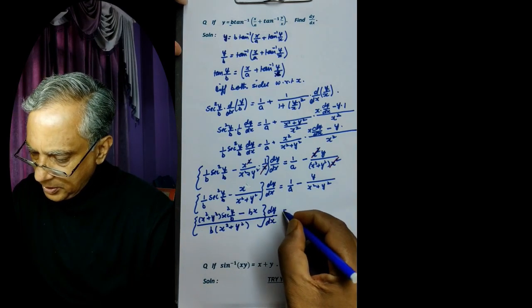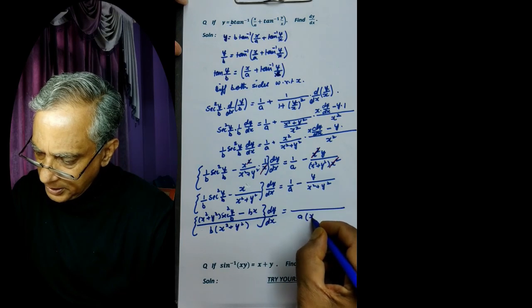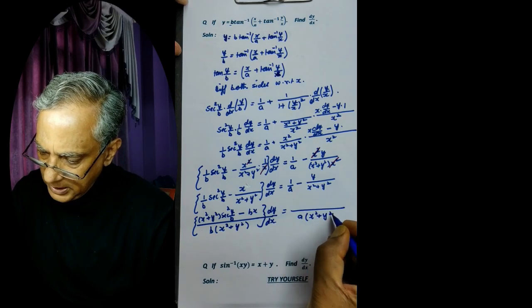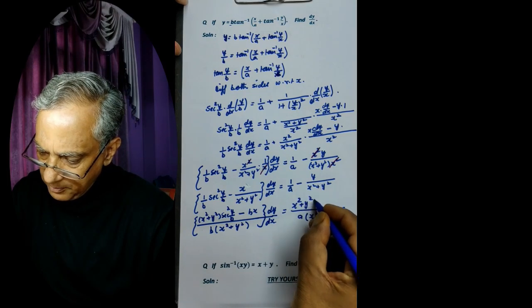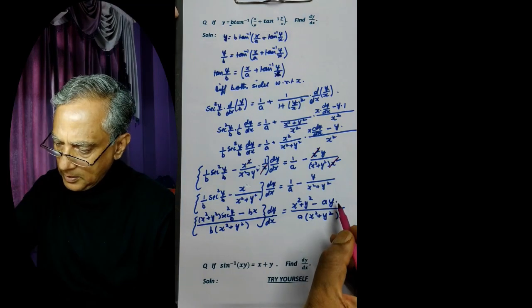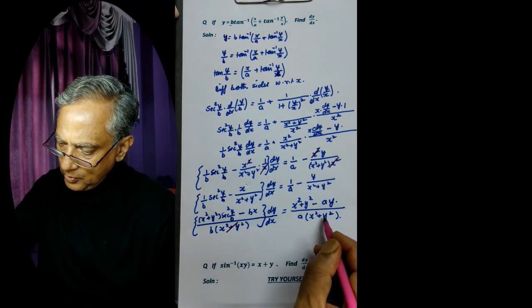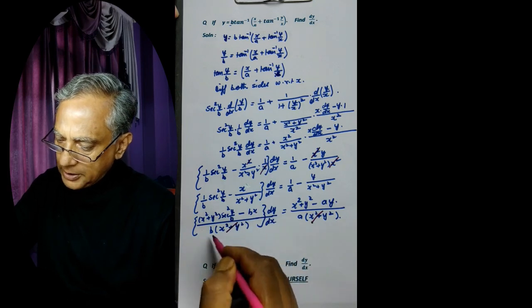This is equal to, take LCM of this side also, a into x square plus y square. This will be x square plus y square minus a y. Now this cancels with this. Now I will take this term to the other side.